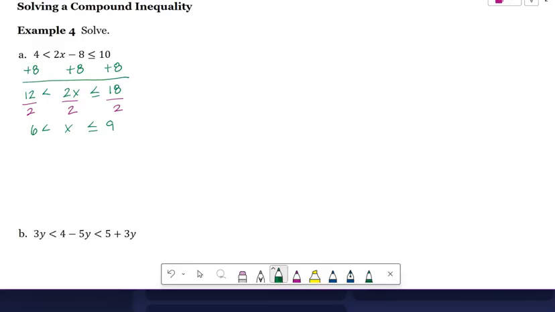If I want to write my answer in interval notation, I'll have a round parenthesis at the 6 and then a square bracket at 9. So this is going to be the set of numbers with an open circle here and a closed circle here and everything in between.